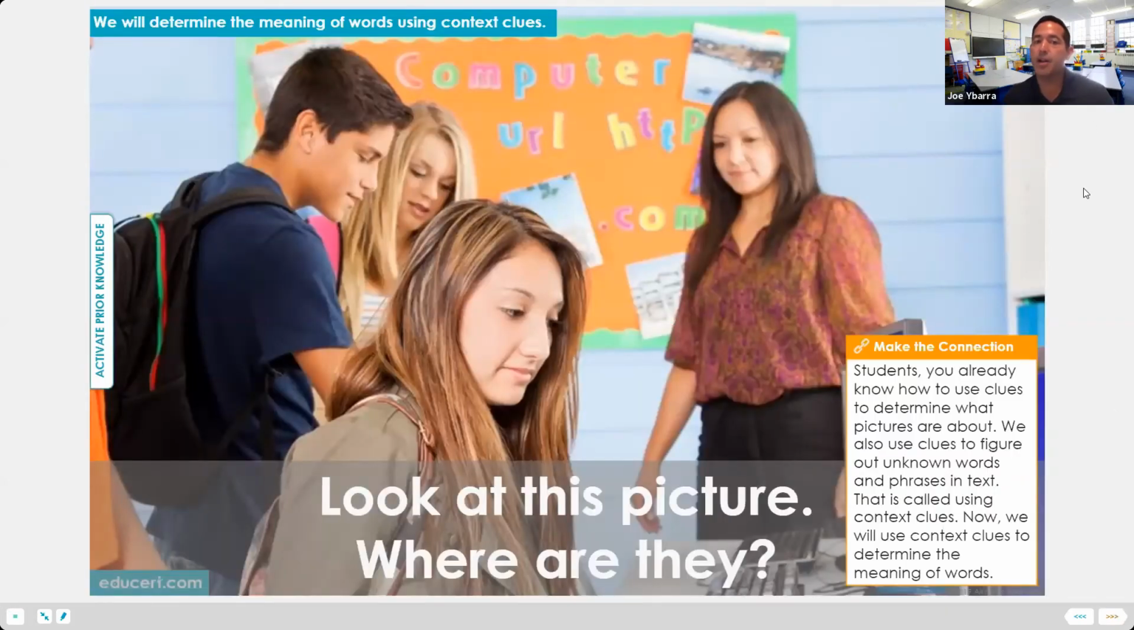Now, activating prior knowledge, we're not assessing. We're just getting them to see that they know something about this. We're making a connection to their prior knowledge. Let's look at this picture. Where are they? Where do you think the people in this picture are? Most importantly, how do you know? Okay, go ahead, think time. Be ready to answer. I'll be calling on someone.